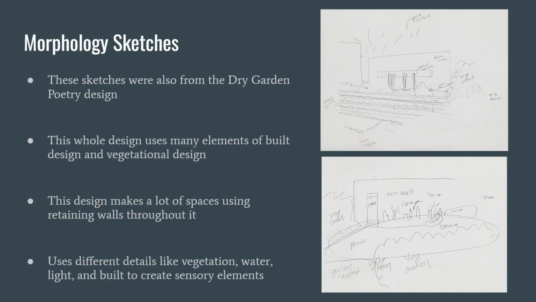Lastly, I will be talking about the morphology of this design. So in these 2 sketches, I realized that there is a lot of morphology in it, and mostly built detail and vegetation detail. So when looking at the top picture, you got some water, some light, a lot of built detail, again that sharp edge, and the vegetation detail worked within it. There's also some topography in there. The main thing that I noticed with the built detail was how many retaining walls it used throughout. If you look at both the sketches, they both have retaining walls. Overall, it used a lot of vegetation, water, light, and built detail to create a sensory overload in this.